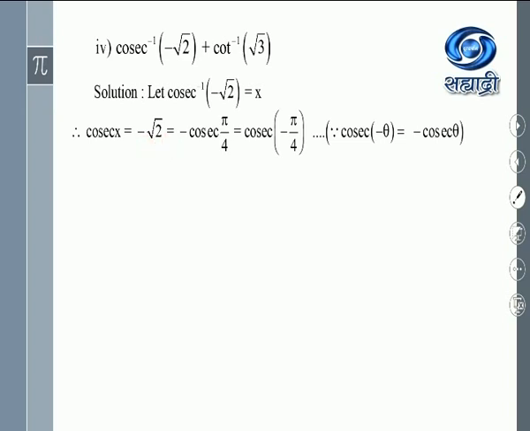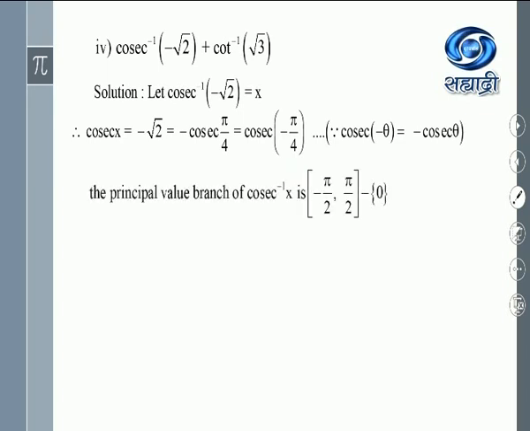But we have minus root 2, therefore it is minus of cosec of pi by 4. Now with the rule, cosec of minus theta is equal to minus cosec theta. Rules for negative angles we have done. So we write minus cosec pi by 4 is equal to cosec minus pi by 4. Right? Now recall the principal value branch of cosec inverse x, which is the closed interval minus pi by 2 to pi by 2 minus singleton 0. This singleton 0 we will have to exclude from this interval.